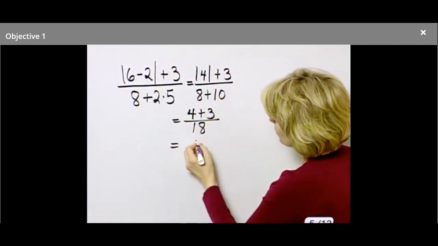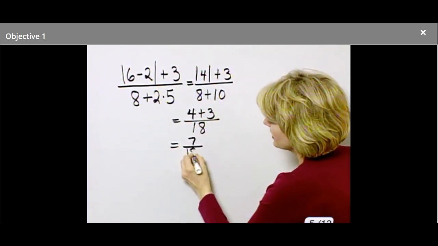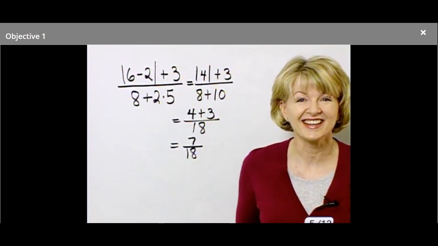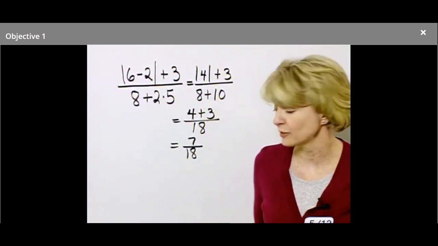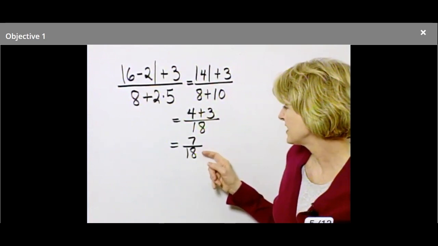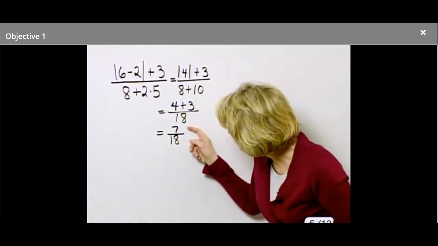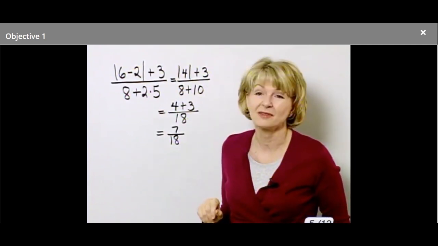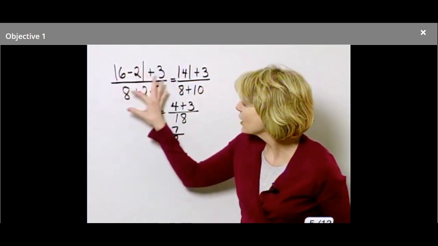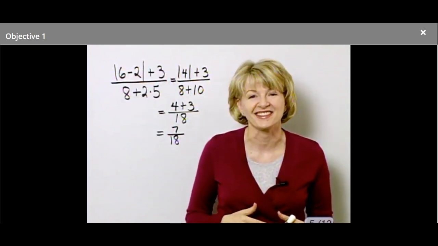And then to finish, 4 plus 3 is 7. And I have 7 over 18. We should see if we can simplify, but 7 and 18 have no common factors other than 1 or negative 1. So here is our fraction in simplest form, and we have evaluated this expression.